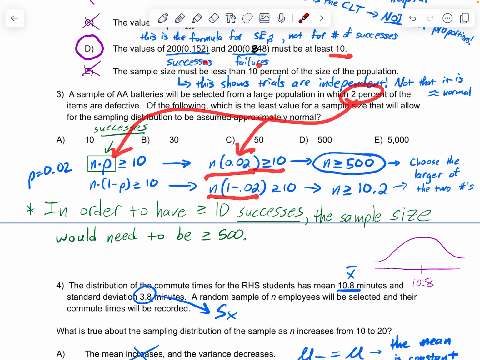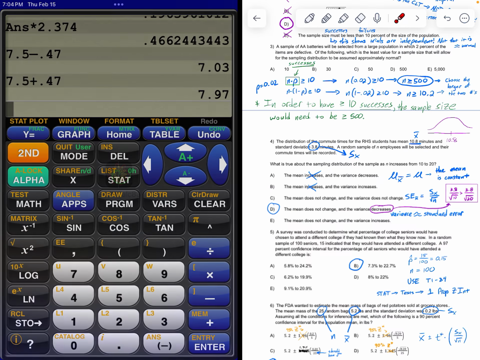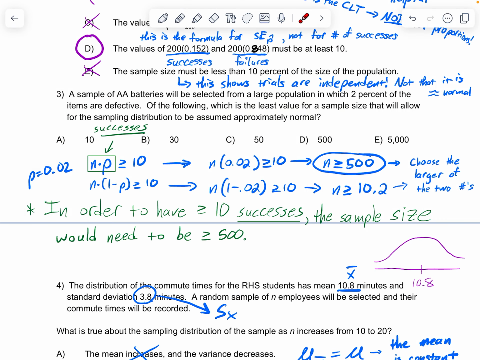And we also know that n times 1 minus 0.02 has to be at least 10. If you check these on the calculator, you would go 10 divided by 0.02, and that's the 500, and 10 divided by 1 minus 0.02 would be the other one, those two numbers that I got there. Now, I'm going to go with the larger one, right? Because I have to be able to get 10 of each of these.